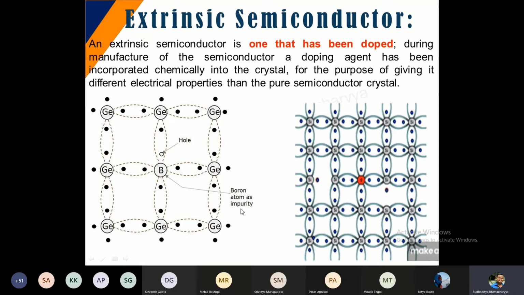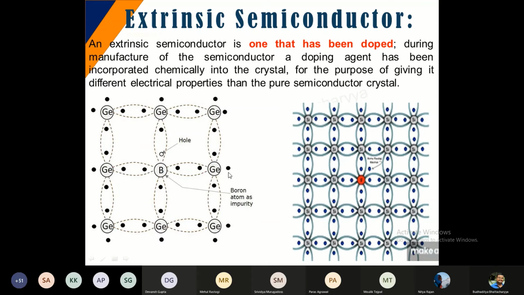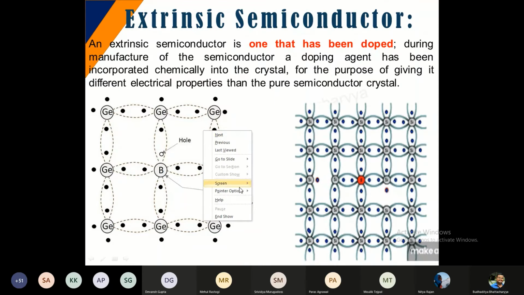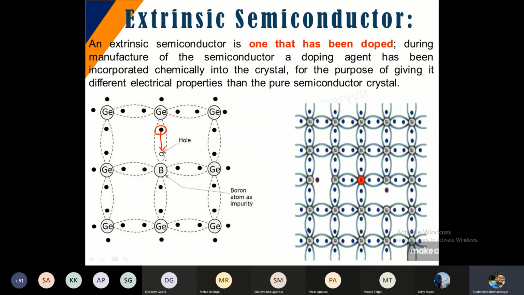Now, boron is acting as an impurity. And what is the advantage over here? You can see it's a trivalent compound. It has three electrons. So what will happen is that whenever this germanium ion is trying to make the covalent bond, this particular electron can't make any connection over here because it doesn't have any valence electron itself. All right.